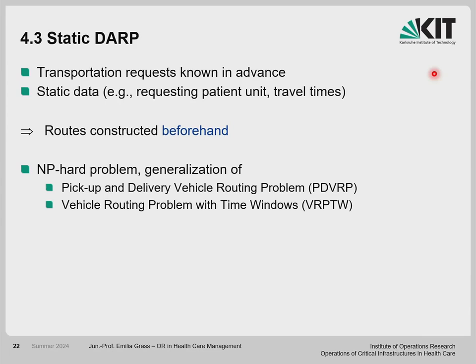These static DARP problems are a generalization of these vehicle routing problems, the pickup and delivery, and also the vehicle routing with time windows. So if you hear that this is an NP-hard problem, what does it mean for you? I'm not talking about the mathematical definition, but if you hear a problem is NP-hard, what comes into your mind? Yeah.